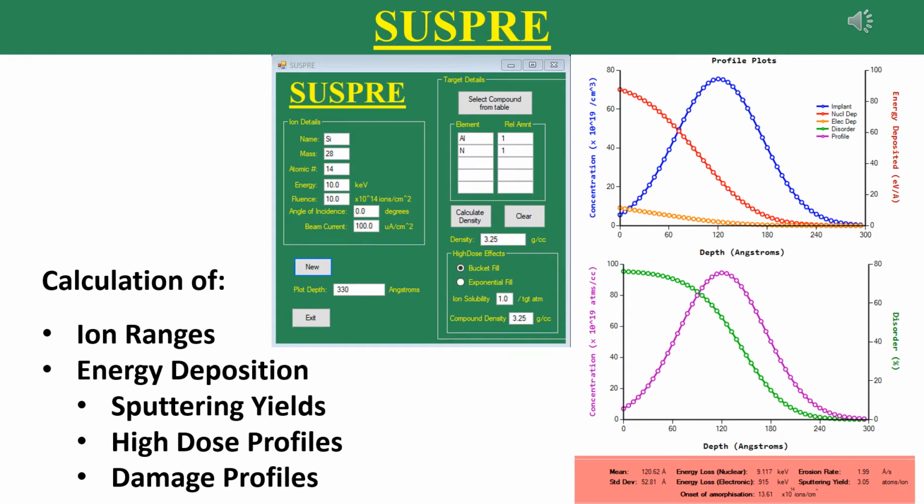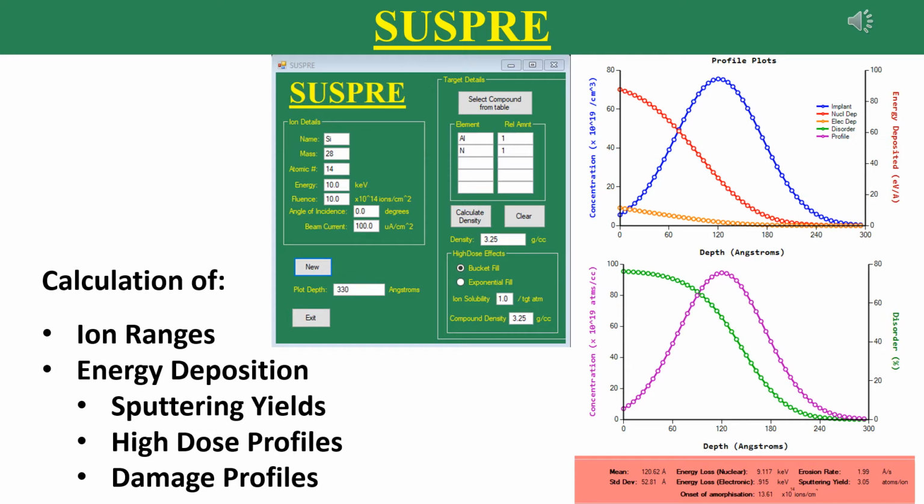So Suspre very quickly can calculate ion ranges, can calculate energy deposition profiles, and from the energy deposition profile it can calculate sputtering yields as well as damage profiles and look at what happens in accumulated systems as the dose becomes higher above the solid solubility limit too. It does this all very quickly, so it can be used like a calculator.